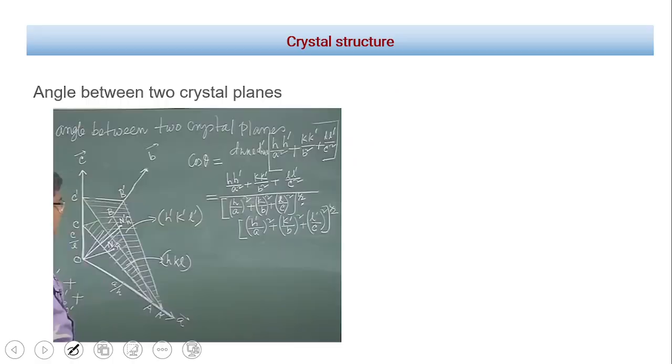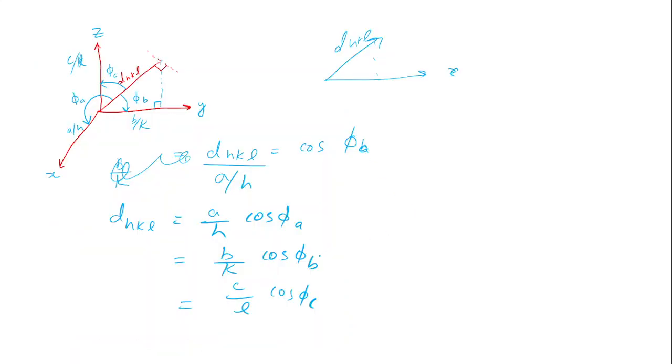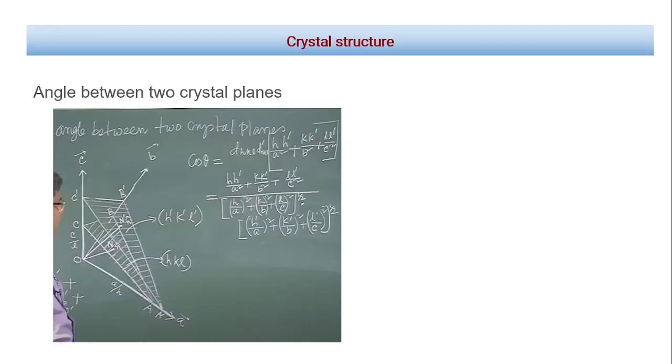So using these direction cosines and the rule that cos square phi A plus cos square phi B plus cos square phi C will be equal to 1, this formula was derived. It gives the cos theta relation and the angle between these two planes. So finally the formula, the angle you will get by taking cos inverse of whatever number you get.